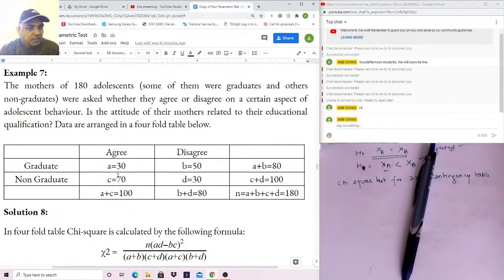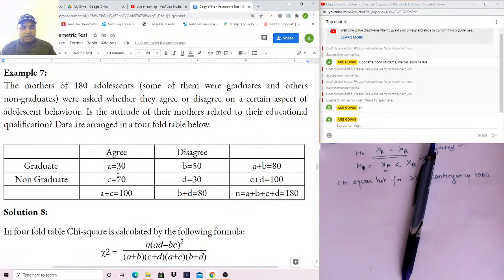So say for example, the mothers of 180 adolescents, some of them graduates and others non-graduates, were asked whether they agree or disagree on a certain aspect of adolescent behavior. Okay, so we have mothers of 180 adolescents, and we ask them about some adolescent behavior, and they have to agree whether their child is having that behavior or not. So is the attitude of their mother related to their educational qualifications?